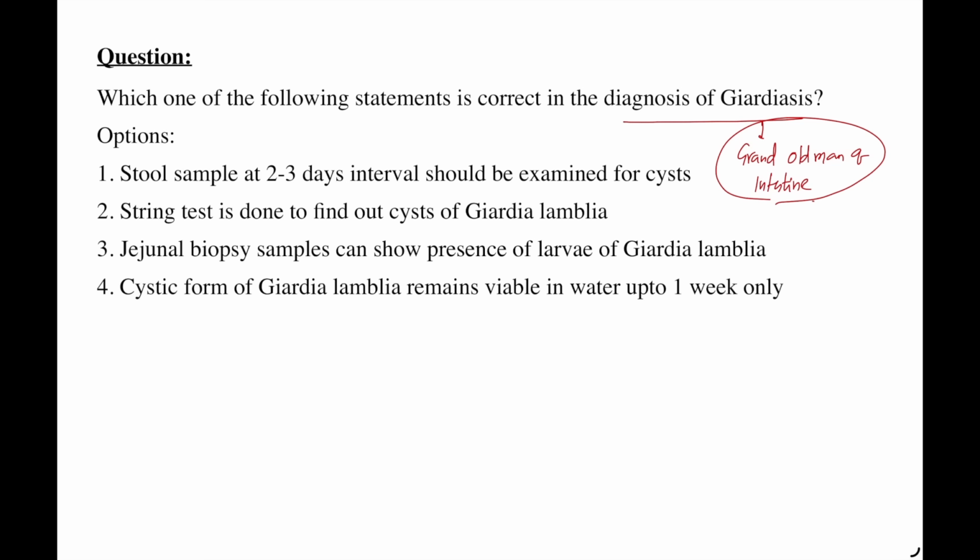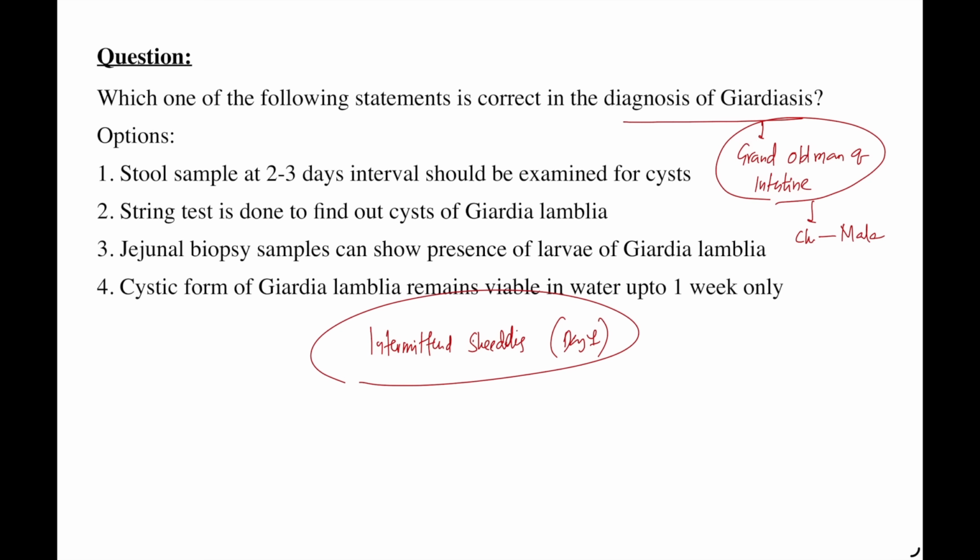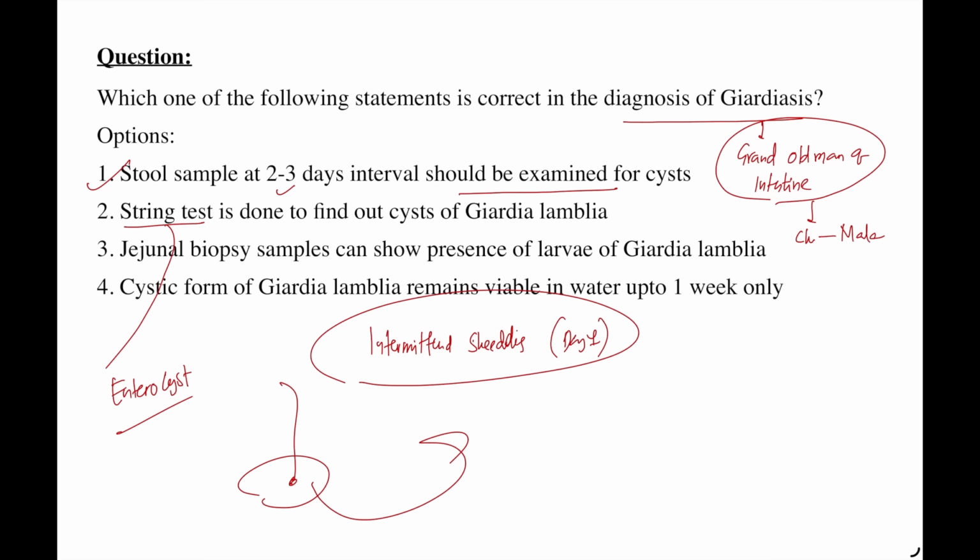This Giardia, the patient will have chronic diarrhea and malabsorption as well. And this has a peculiar property known as intermittent shedding. That means if you collect a stool sample on day 1, you might not see the cysts because of the intermittent shedding, so you have to take multiple samples. So the stool sample should be examined at 2 to 3 days interval. Now the string test or Entero test is a classical test wherein we pass a thread into the duodenum, collect the fluid and check for Giardia lamblia. We don't check for cysts. We check for trophozoites of Giardia lamblia here.